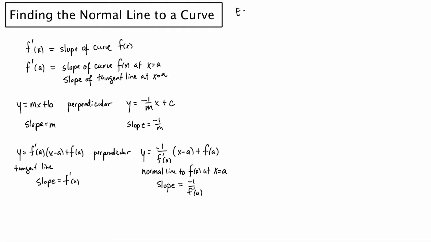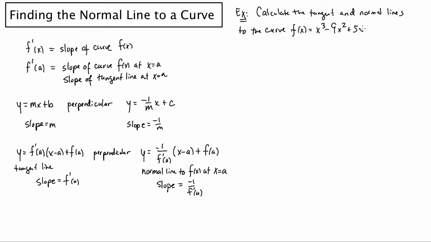As an example, let's calculate the tangent and normal lines to the curve. Let's do f of x equals, and we're going to keep it pretty simple. We're going to look at a polynomial here, at the point x equal to 5.